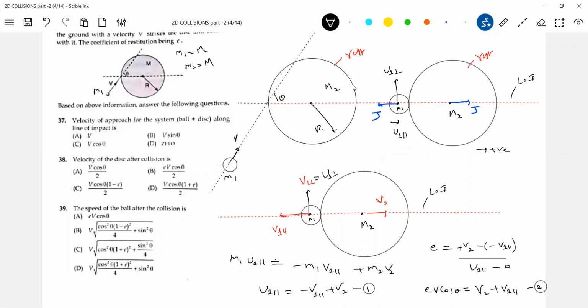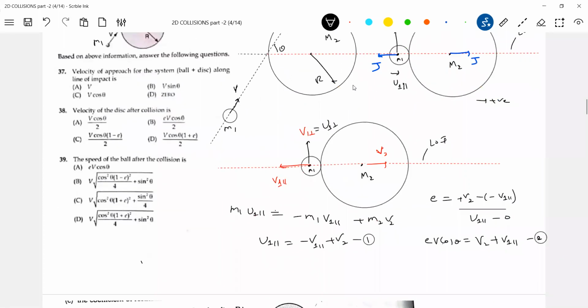Okay, fine. So what is the speed of the ball? The speed v1 should be equal to the square root of v1 parallel squared plus v1 perpendicular squared, and v2 will be this much. The velocity of the disk after collision, you'll get the answer.